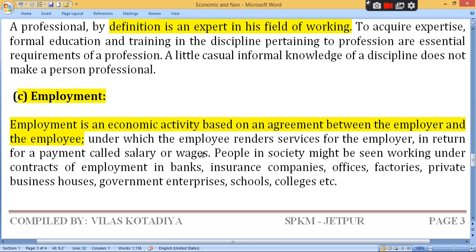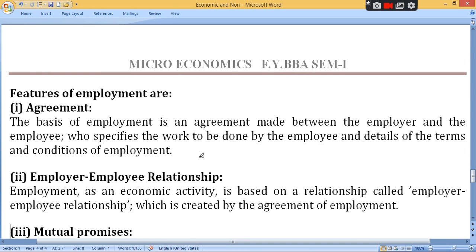Clear? The employee will give service according to their skill, knowledge, and abilities, and in return the employer has to pay salary. People in society might be seen working under contracts of employment in banks, insurance companies, offices, factories, and private business organizations. Clear? So here are the features of employment.